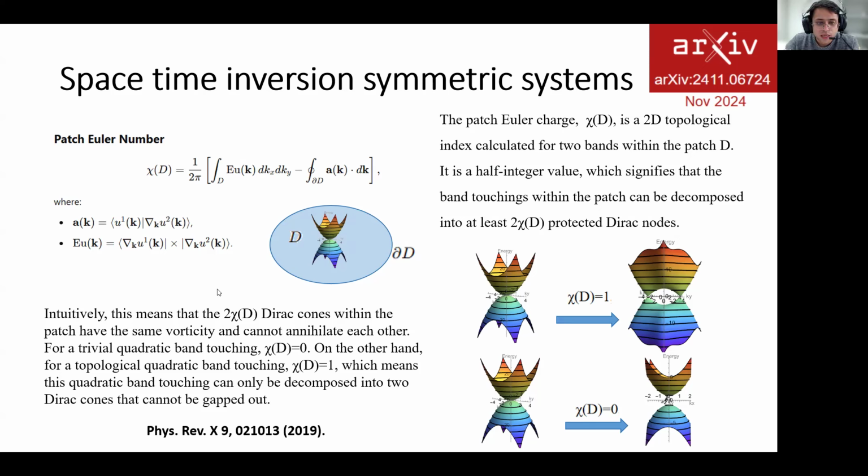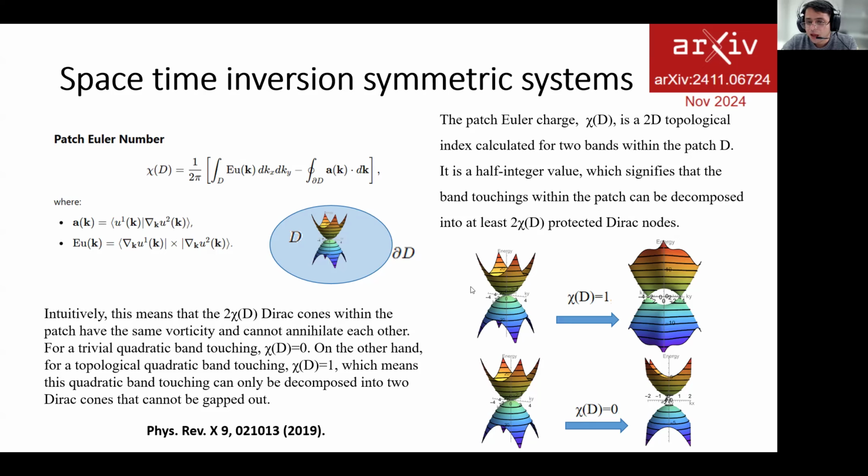So in our case, we can see that for this trivial quadratic band touching, the Euler charge is 0, and therefore it can easily be decomposed into a gapped spectrum. Intuitively, this means that such a quadratic band touching can be decomposed into two Dirac cones with opposite vorticity, and therefore they can come together and gap out each other.